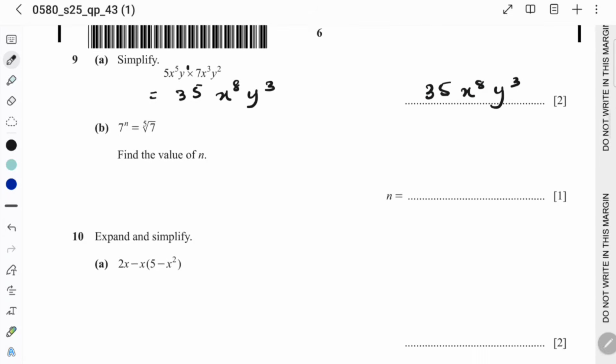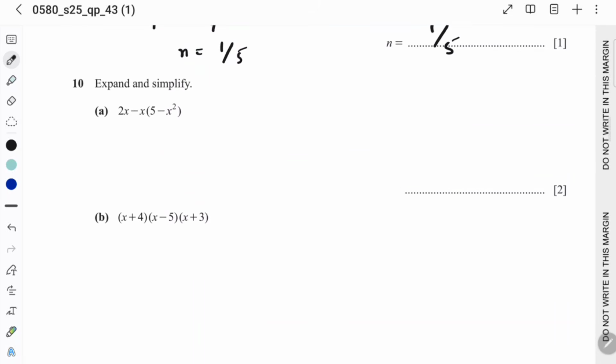Now go to part B. 7 to the power of n is equal to a fifth root. If it's a square root, we write down a half. If it's a cube root, we write down power 1 over 3. So I'm going to write down power 1 over 5. So n will be equal to 1 over 5.